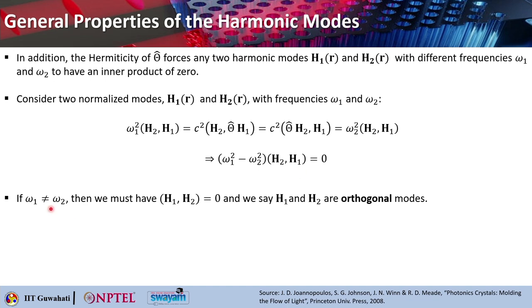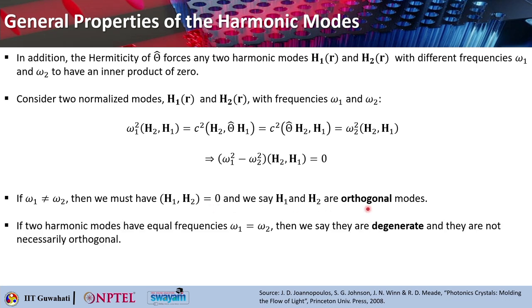Now, omega 1 and omega 2 are not equal. So, this term will not be 0. That means the inner product has to be 0, and this being 0 means H1 and H2 are orthogonal modes. Two harmonic modes with equal frequencies need not be orthogonal, and if the two modes have the same frequency, we say that they are degenerate.